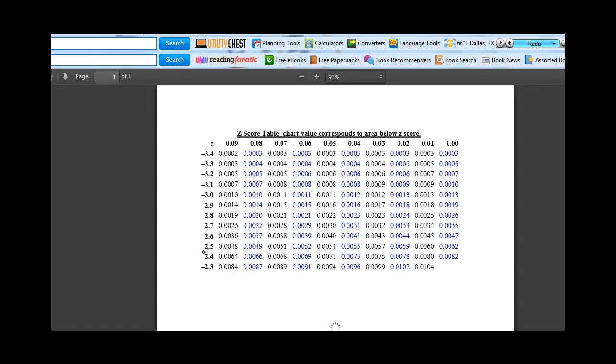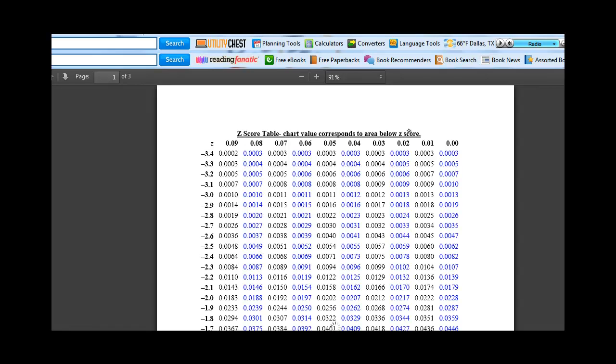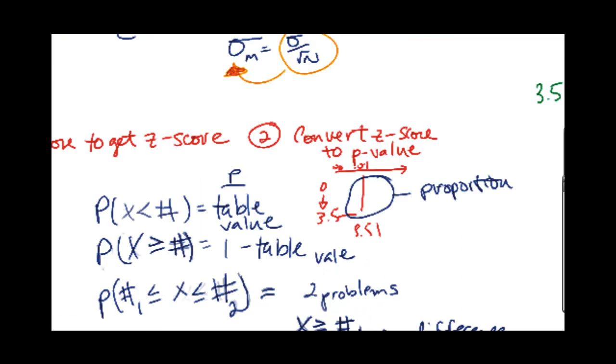So if we have Z's going this way and that way, you're converting them to the p-values, the proportions, inside the table. So basically, if you are asked to find a value that's less than, just use the table value. If it's greater than, do 1 minus the table value. The spelling there, that's what happens when you make late night videos.